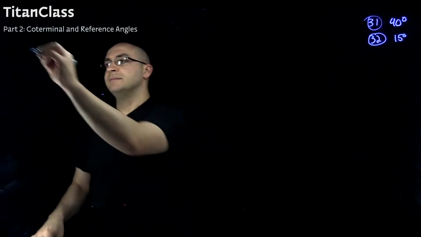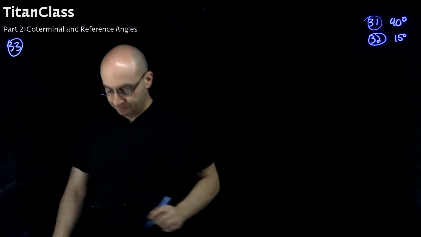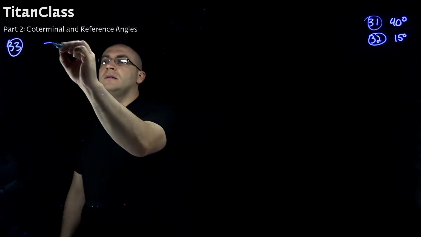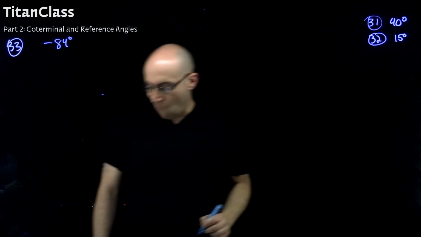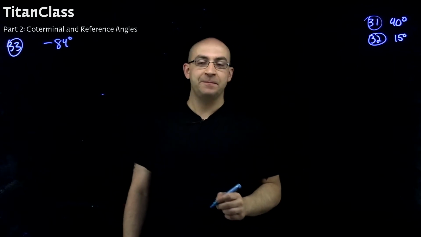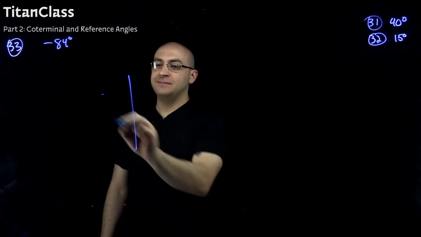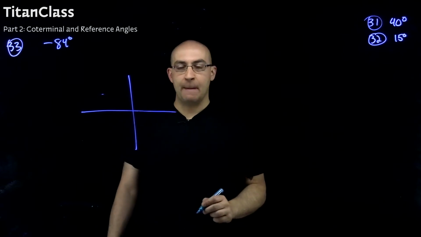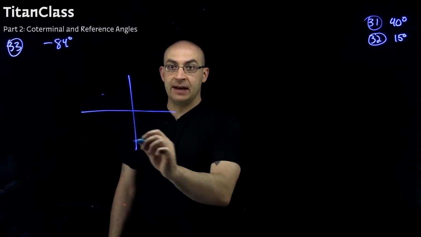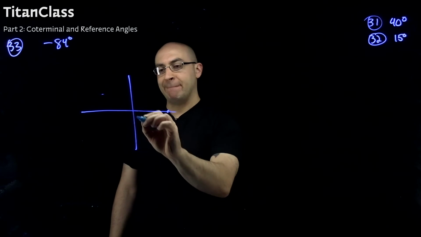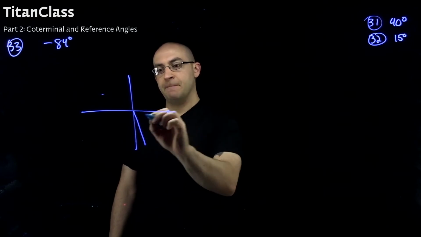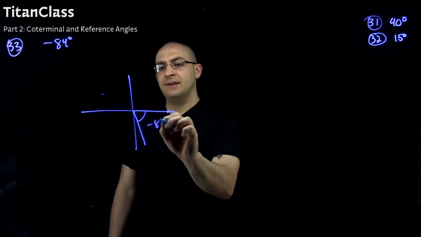33. Negative 84 degrees. Huh. Uh-oh. Negative 84. Well, negative 84 is already acute. Negative 84 is a negative angle, so I'm going to be going clockwise. And if this is 90, it's going to be about there, right? That's negative 84.